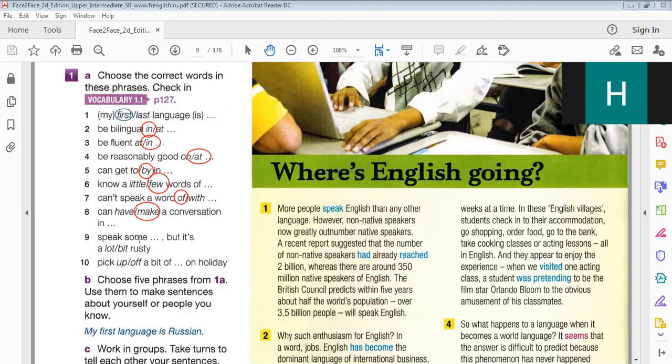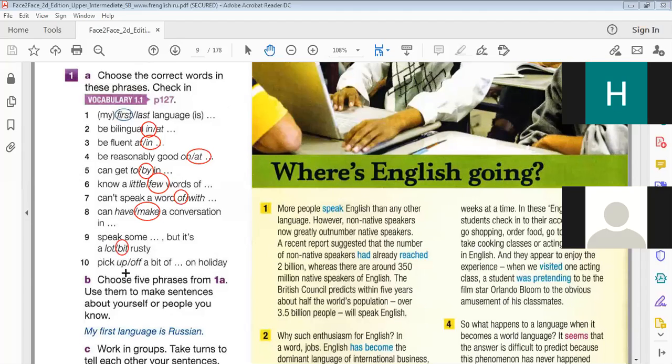All right, number nine. You can say I speak some, let's say Spanish, but it's a bit rusty. Yeah, a bit rusty. Okay. And I picked up a bit of Spanish on holiday. Which one is it? I think, yeah, pick up. Okay. Pick up, yeah. Okay, so we're going to check these in a minute.